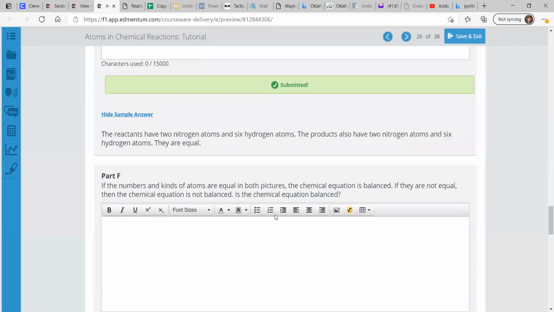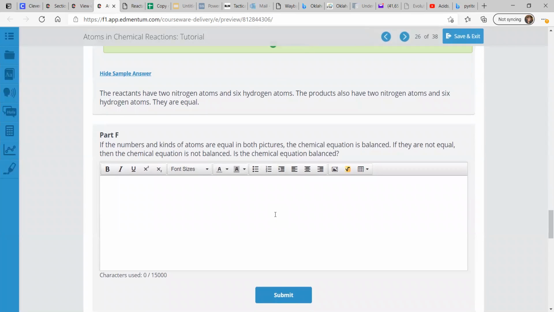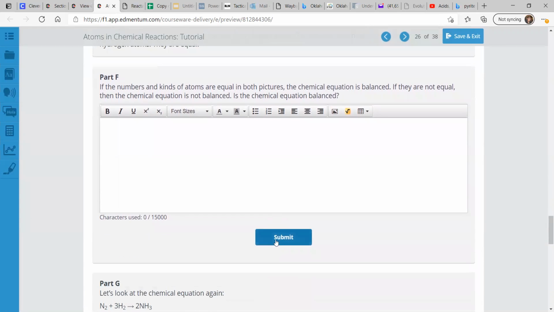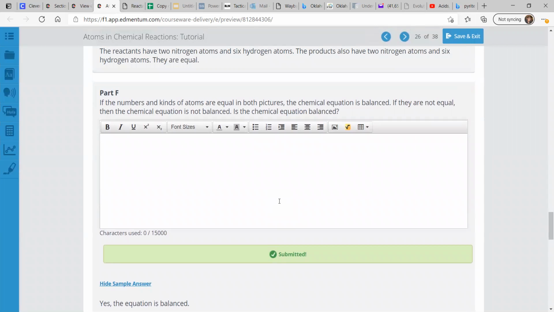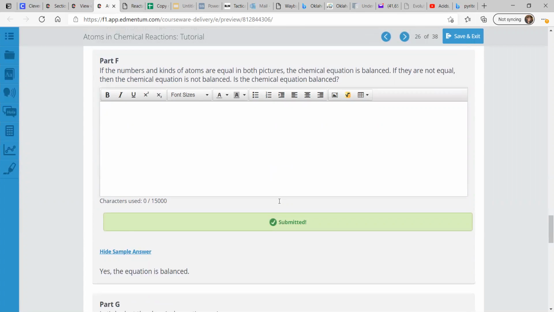They are equal. If the numbers and kinds of atoms are equal in both pictures, the chemical equation is balanced. If they're not equal, you still have some work to do. Is the chemical equation balanced? Yes, it's balanced because the atoms match up on both sides of the equation.